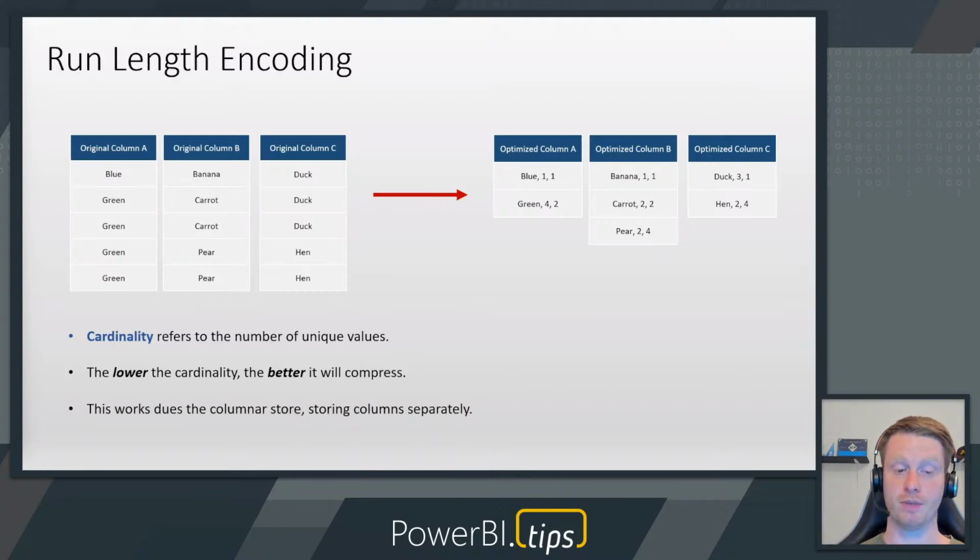And of course, this works because of columnar store, right? Because we store columns separately, we can decode this at calculation time. If we stored this row by row, this technique wouldn't really work. Because we have columns, we're able to store it like this.